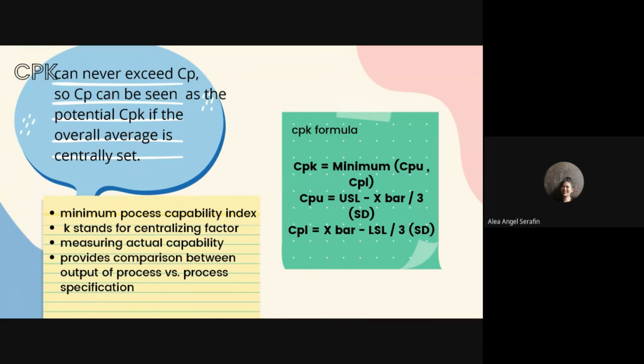The formula for CPK is equal to the minimum of CPU and CPL, where CPU is equal to USL, or the upper specification limit, minus X bar, or the mean, all over 3 times standard deviation, and CPL is equal to X bar, or the mean, minus LSL, or the lower specification limit, all over 3 times standard deviation.